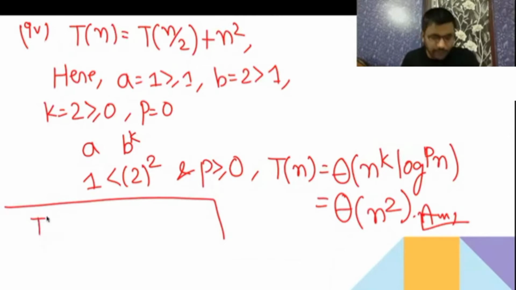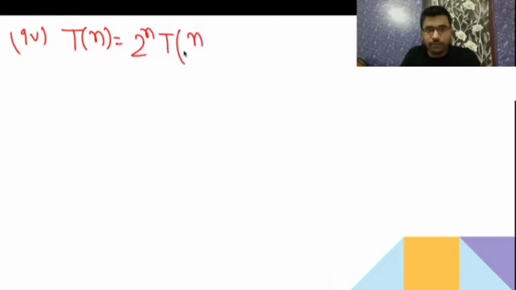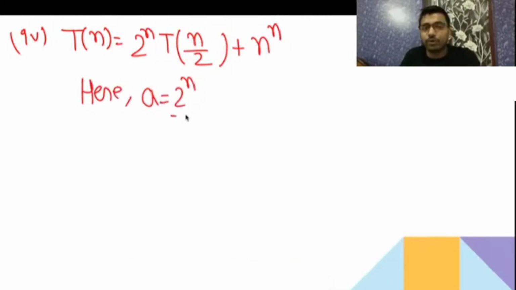2 to the power Tn is equal to 2 to the power n Tn by 2 plus n 2 to the power n. Those who are done with the writing, please let me know. So your next question is 4, that is your Tn is equal to 2 to the power n Tn by 2 plus n to the power n. Now here A is equal to 2 to the power n, and I have told you that A, B, K have to be constant, then only you can apply.